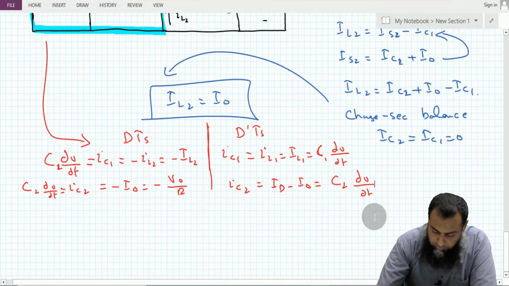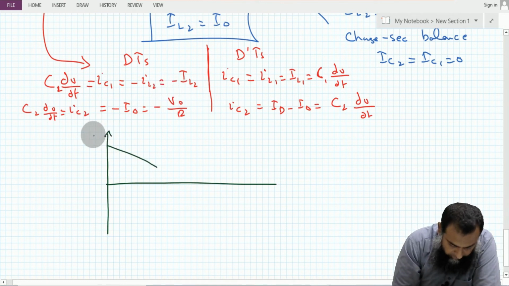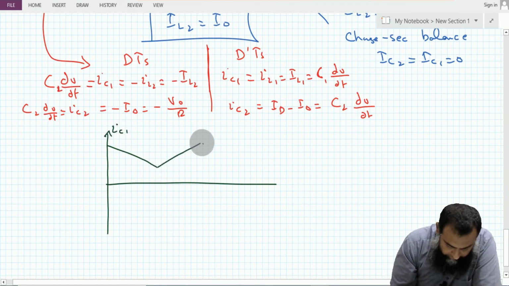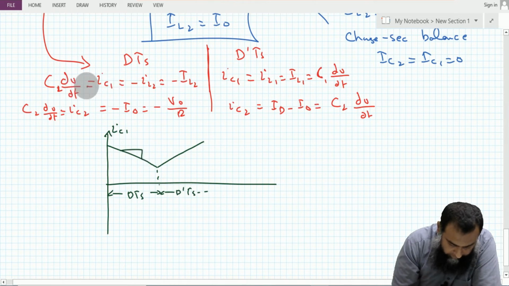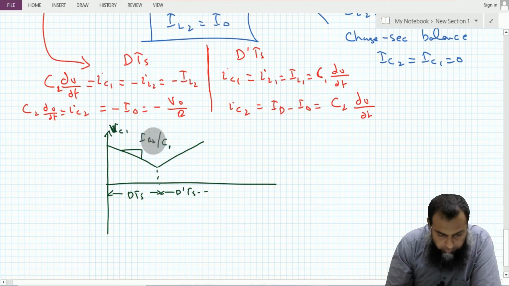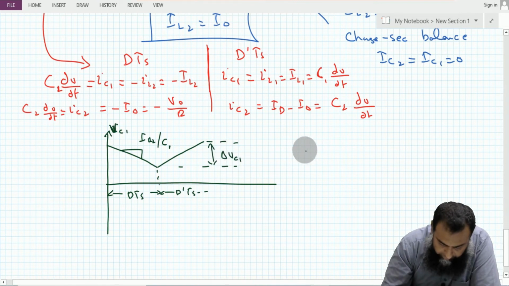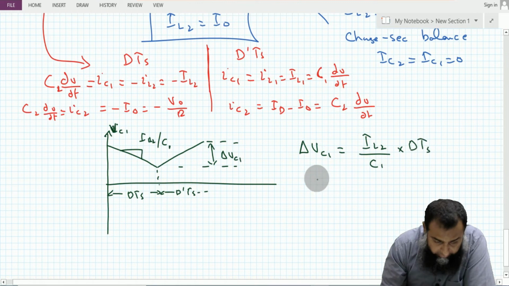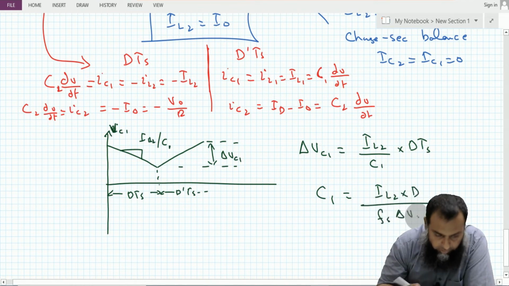Now on a similar pattern, if we draw the waveforms, then this is for IC1, and this is the DTS time, and here we have the D dash TS time. So what is this slope? This is VC1, so this slope dV over dt is equal to IL2 over C1. If we say that this is the total ripple delta VC1, then delta VC1 is equal to IL2 over C1 into D into TS, and that gives me the value of C1 as IL2 D over Fs into delta VC1.